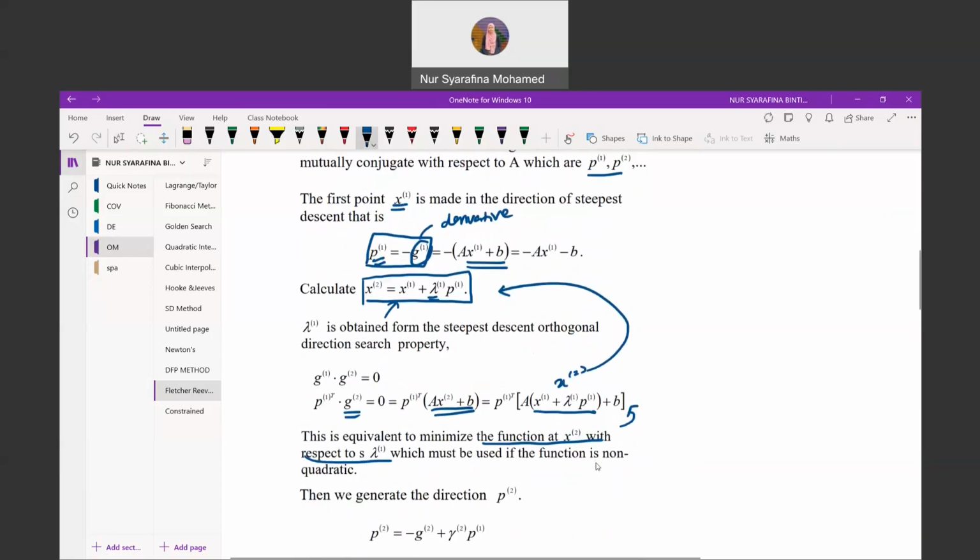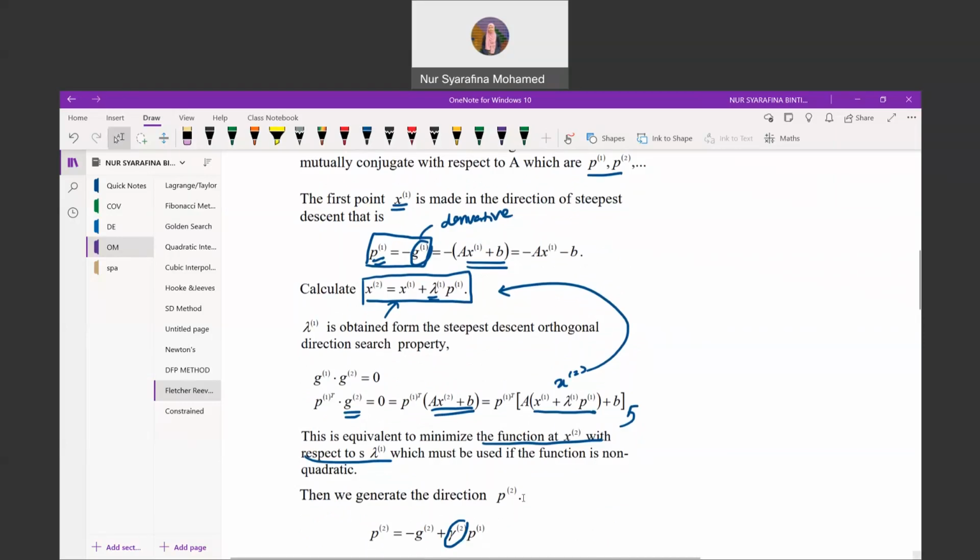So this direction is accelerated by using this gamma, where P2 now equals minus G2, the derivative, plus lambda 2 times P1. So this is how it accelerates the movement process. Now we have another coefficient instead of lambda only. Now we have gamma 2.